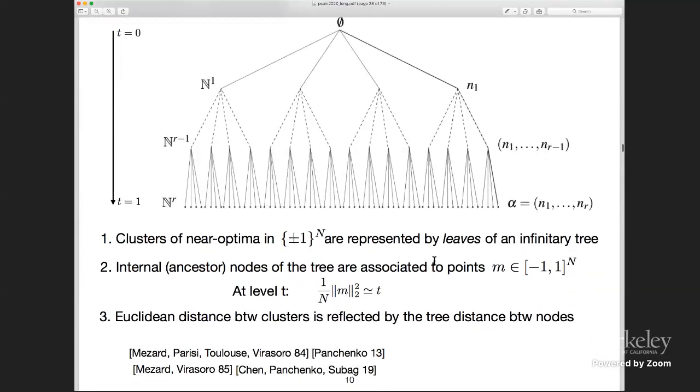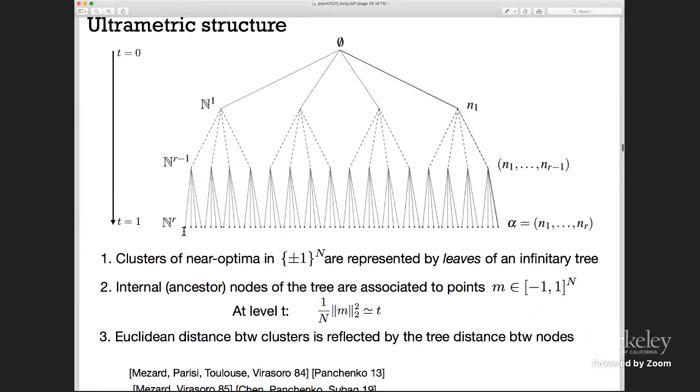And now the Euclidean distance between clusters. If you look at this cluster and this cluster, and by the way, do you guys see my cursor, right? Yes. If you take the inner products, or the distance between this point and this point, then their inner products, or their distance, is reflected by the tree distance in this tree. So you have to go up here and then come back to understand the distance. So they're organized in an ultrametric way, in a tree-like structure.